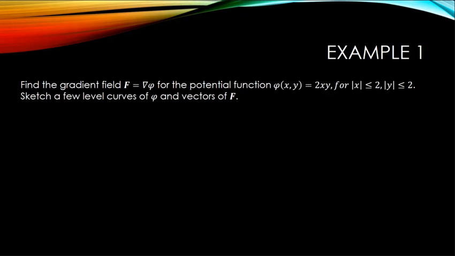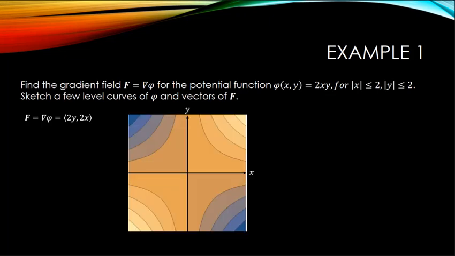I want to find the gradient field F equal to del phi for the potential function phi of xy equal to 2xy, provided the absolute value of x is less than or equal to 2 and the absolute value of y is less than or equal to 2. And then I want to sketch a few of the level curves of phi and some example vectors for my vector field. So my vector field F is given by del phi, which is equal to the vector with components 2y, 2x.